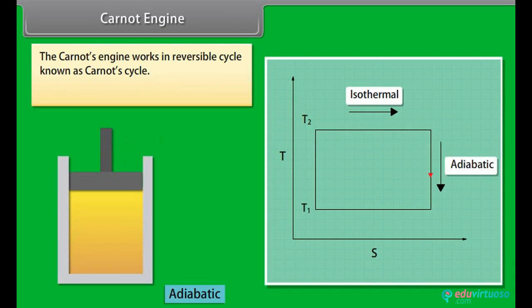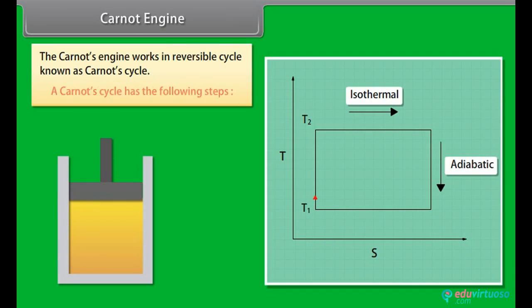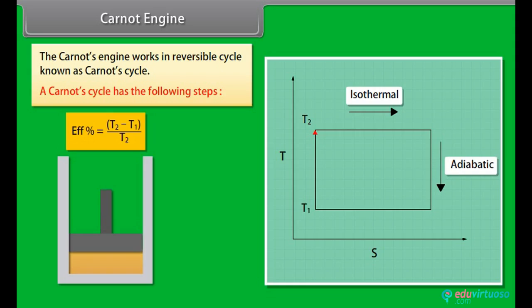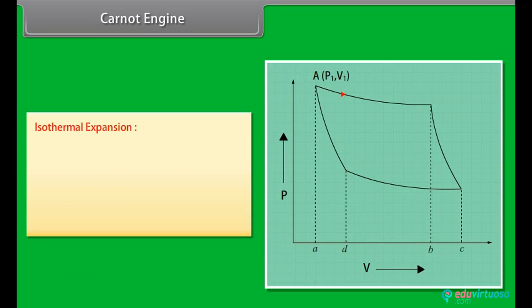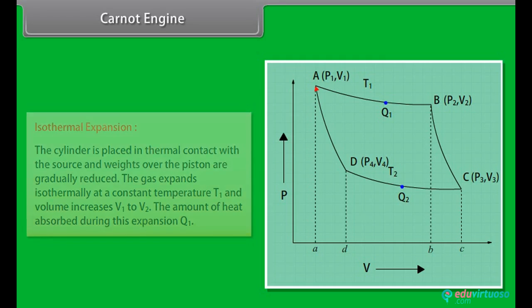Carnot Engine. The Carnot engine works in a reversible cycle known as Carnot's cycle. A Carnot cycle has the following steps. Isothermal expansion. The cylinder is placed in thermal contact with the source and weights over the piston are gradually reduced. The gas expands isothermally at a constant temperature T1 and volume increases from V1 to V2. The amount of heat absorbed during this expansion is Q1.